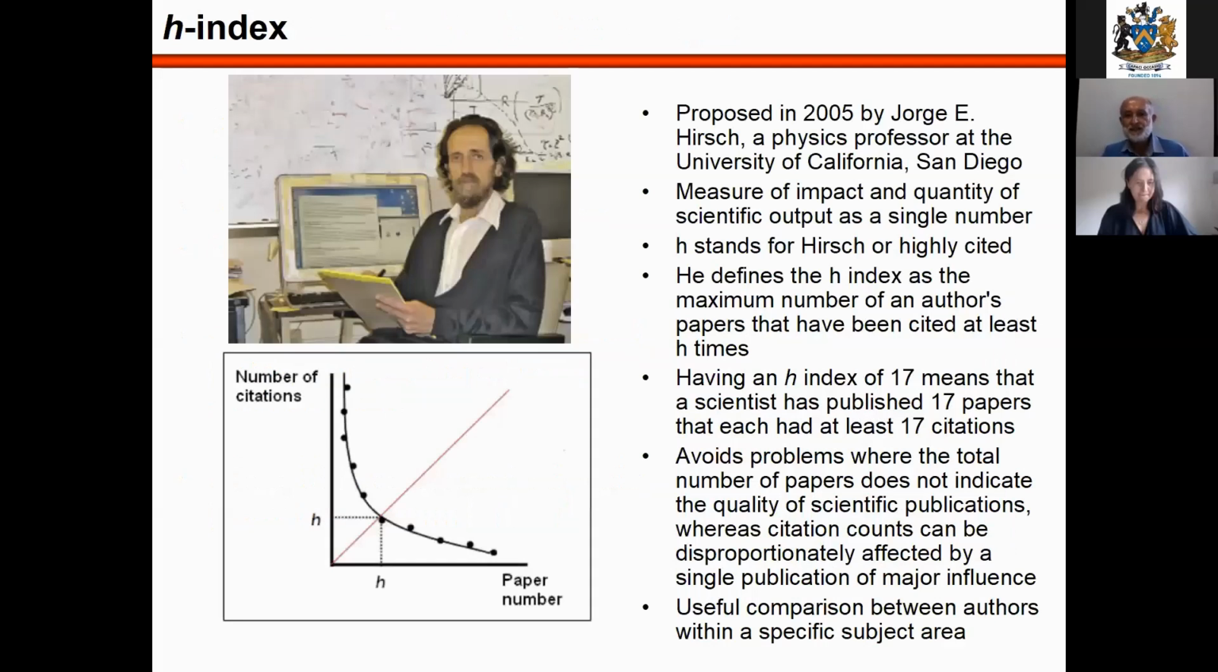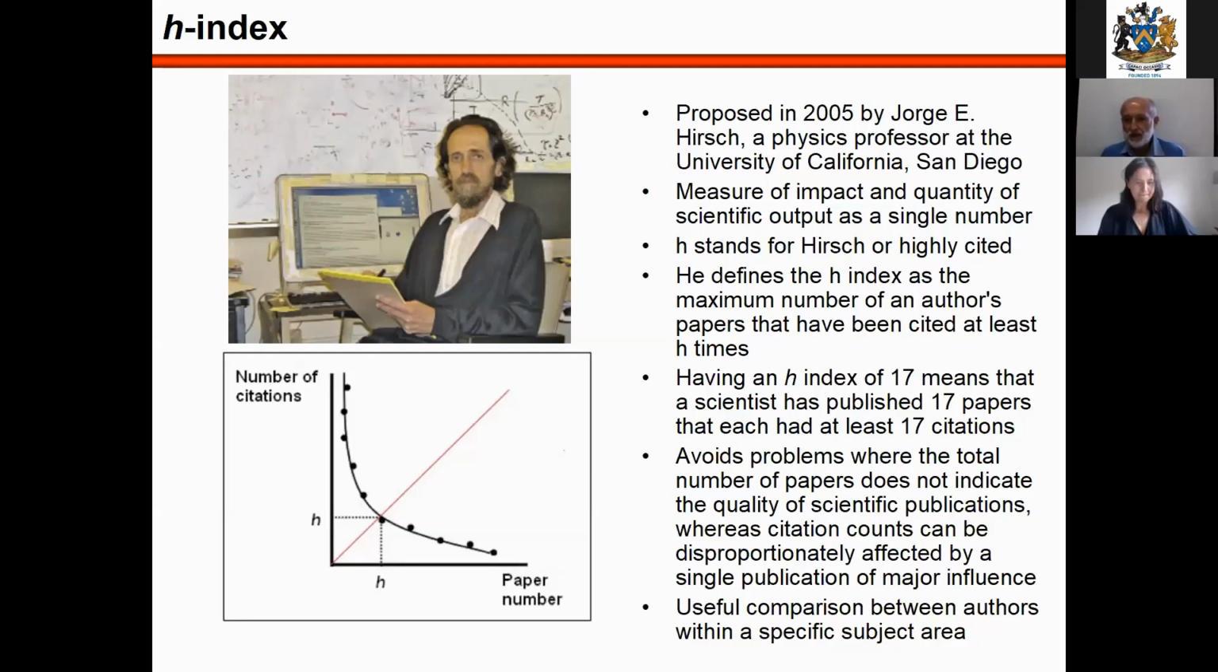The H-index was proposed in 2005 by George Hirsch, who is a physics professor at the University of California in San Diego. And this is a way of measuring the impact and quantity of scientific output as a single number. And you could argue that H stands either for Hirsch or highly cited. And he defines the H-index as the maximum number of an author's papers that have been cited at least H times.